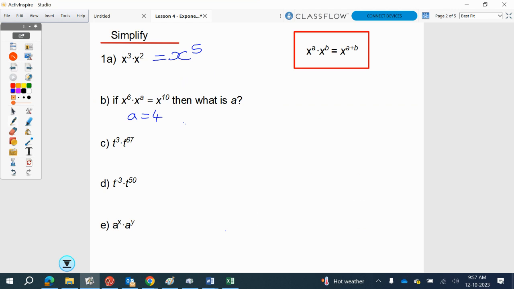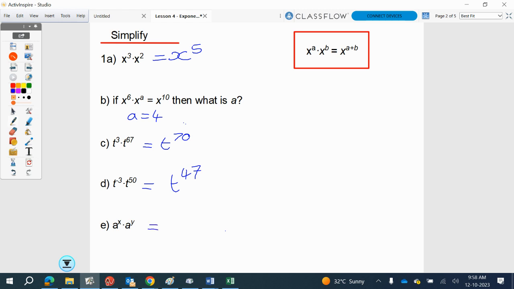Okay, let's have a look at our answers. So for C, this is going to give us t to the what? 7. t to the 7. Excellent. What about for D? 53. It's not going to be 53. 47. Why 47? Because negative 3 plus 50. You can think of this as 50 minus negative 3 as well. This will give us our answer.